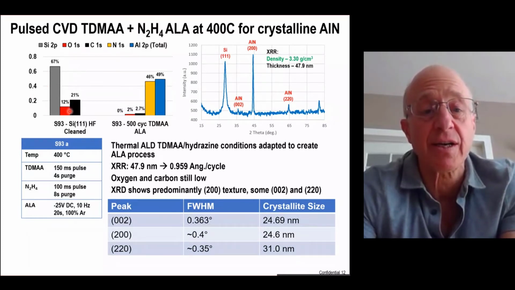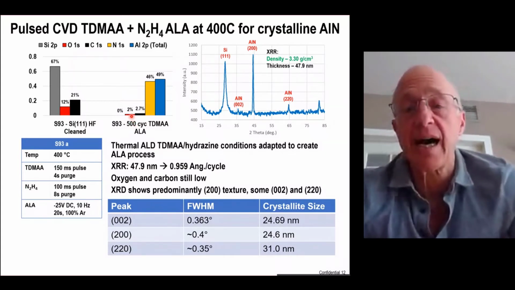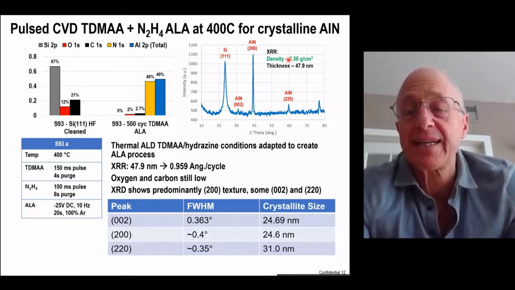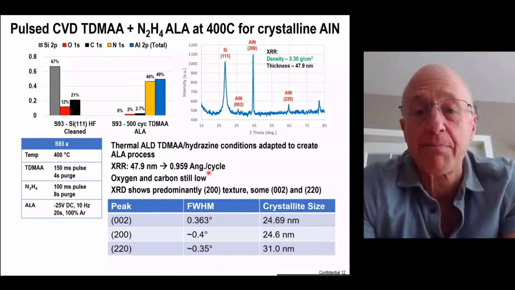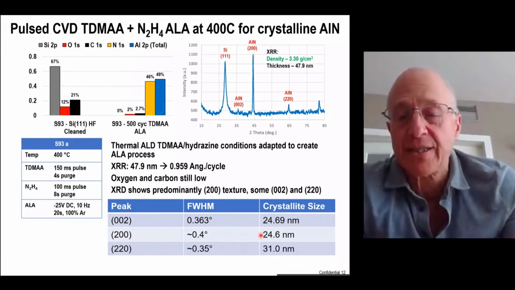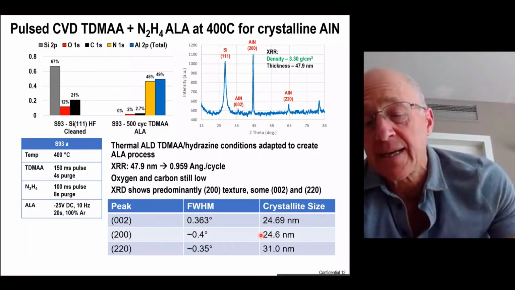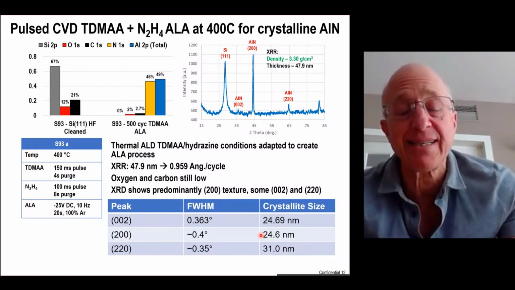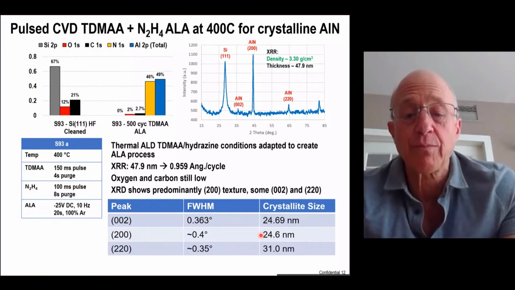So we went up to 400 degrees C using the same chemicals. This is our starting surface over here. And after 500 ALD cycles, we have 2% oxygen on the surface. And with these 25 eV argon ions in every pulse, this enables us to get to the theoretical limit for the density, which is 3.3. And then we can examine this primary peak here, which is the 200 peak. It has a full width at half max of 0.4, and this corresponds to a grain size of 24 nanometers. Now, this is really good because this is a grain size that's about 3 times what we saw in the sputtered films, and that means our grain boundary density is at least an order of magnitude lower. So our defect density is an order of magnitude lower, which is great for thermal conductivity.